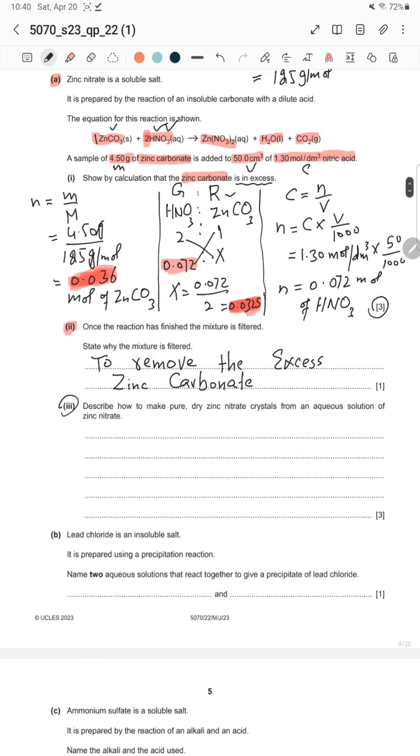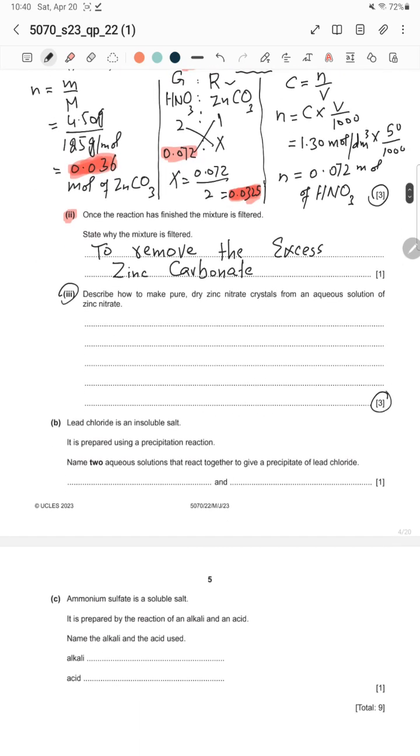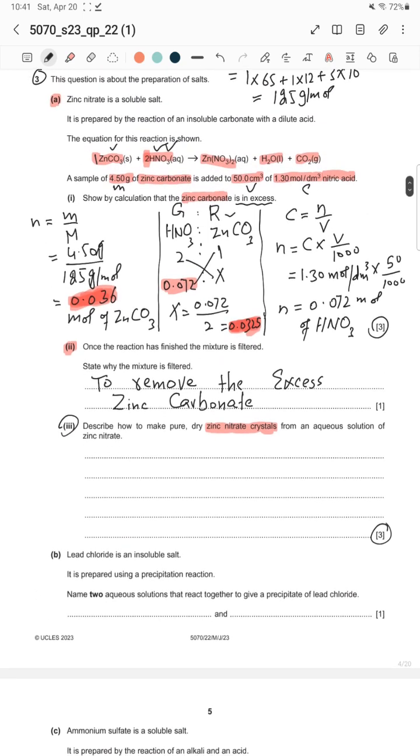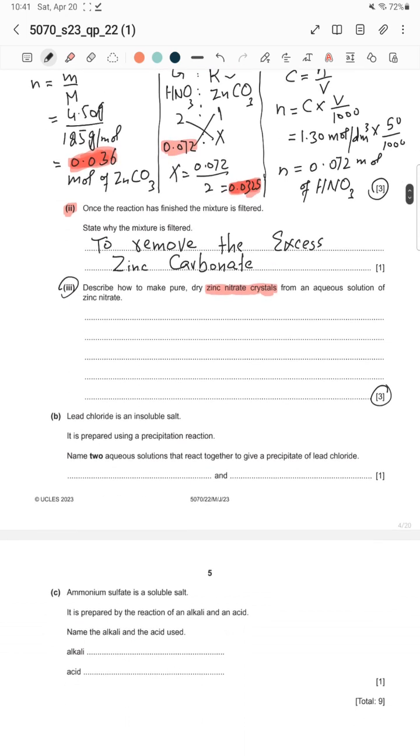Now the third part is, it's a 3-mark question. Describe how to make pure dry zinc nitrate crystals. So this is from the method of crystallization: zinc nitrate crystals from an aqueous solution of zinc nitrate. So students, you have learned the methods that we studied, titration and precipitation method. For soluble salt you use the titration method, and for insoluble salt you use the precipitation method. Zinc nitrate is a soluble salt. Here you will add excess of zinc carbonate in nitric acid to form zinc nitrate from the reaction.